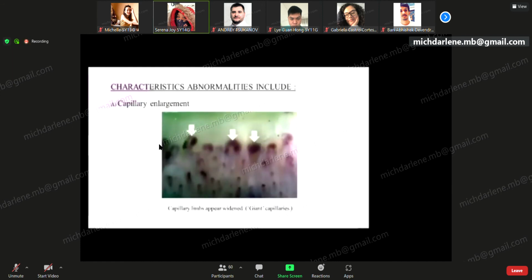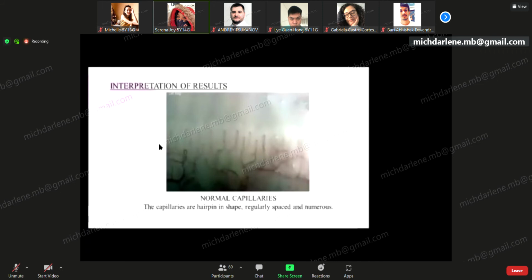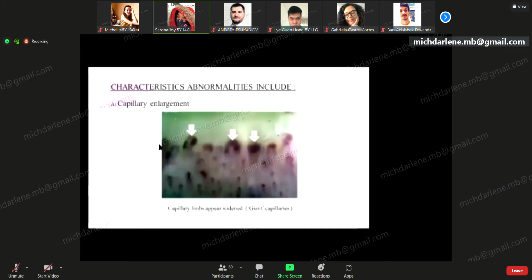Characteristic anomalies include capillary enlargement, giant capillaries. You see the giant capillaries. If you compare with the normal, there are big changes.